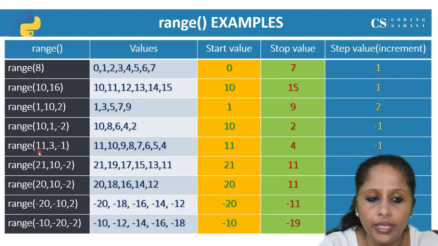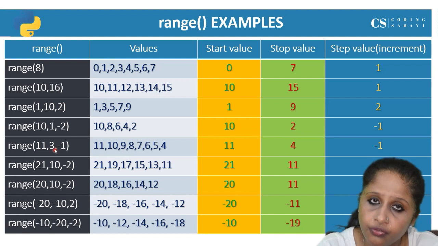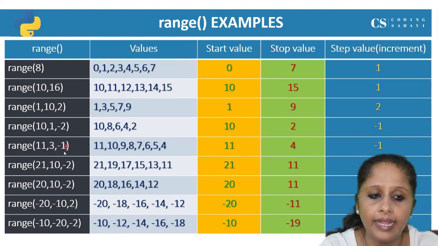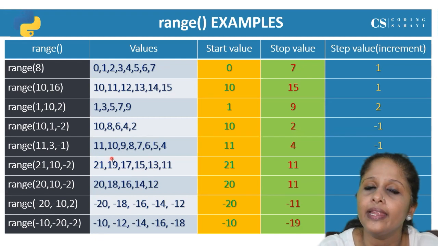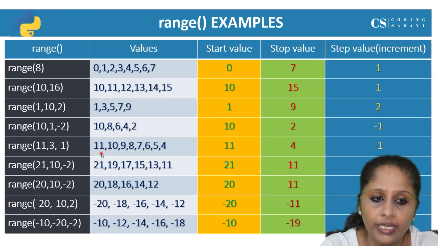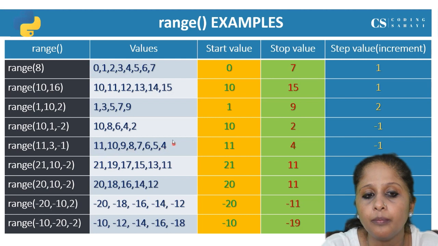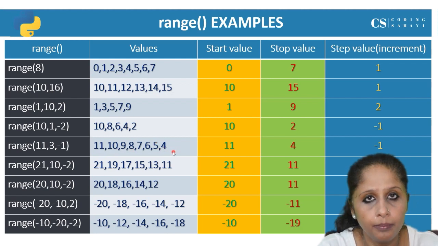So here it is going to execute from 11 to 4. Step value is given as minus 1. It is incrementing by minus 1. That means it is subtracting 1. So 11, 10, 9, 8, 7 up to 4 it will be printed.